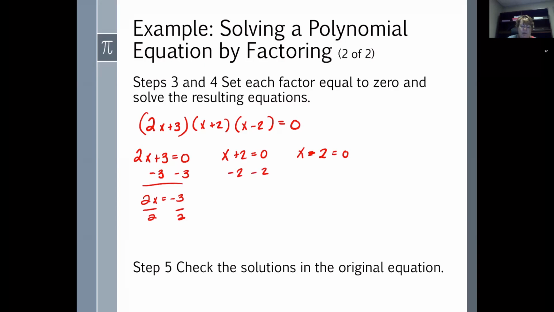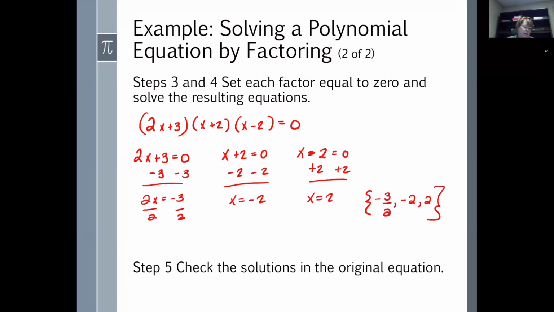Subtract 2 from both sides. So another solution is -2. Add 2 to both sides. And another solution is +2. So the solution set consists of the numbers -3/2, -2, and 2.